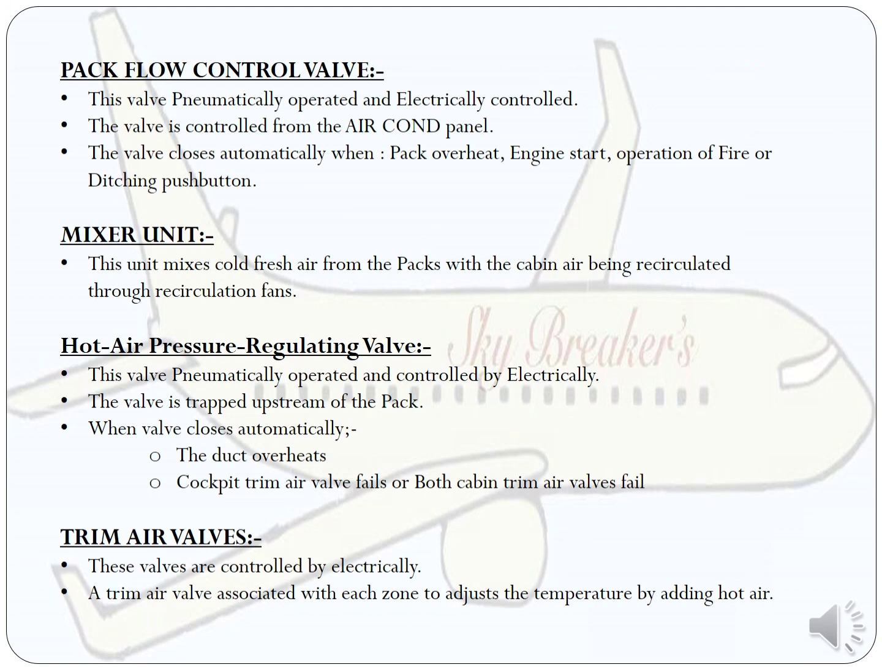Here I have put some important points which you need to remember from the air conditioning systems. The first one is the pack flow control valve. This valve is pneumatically operated and electrically controlled. The valve is controlled from the air conditioning panel in the cockpit, which is the overhead panel. The pack flow control valve closes automatically when pack overheat or when engine starting, operation of fire or ditching push button when it's pressed.